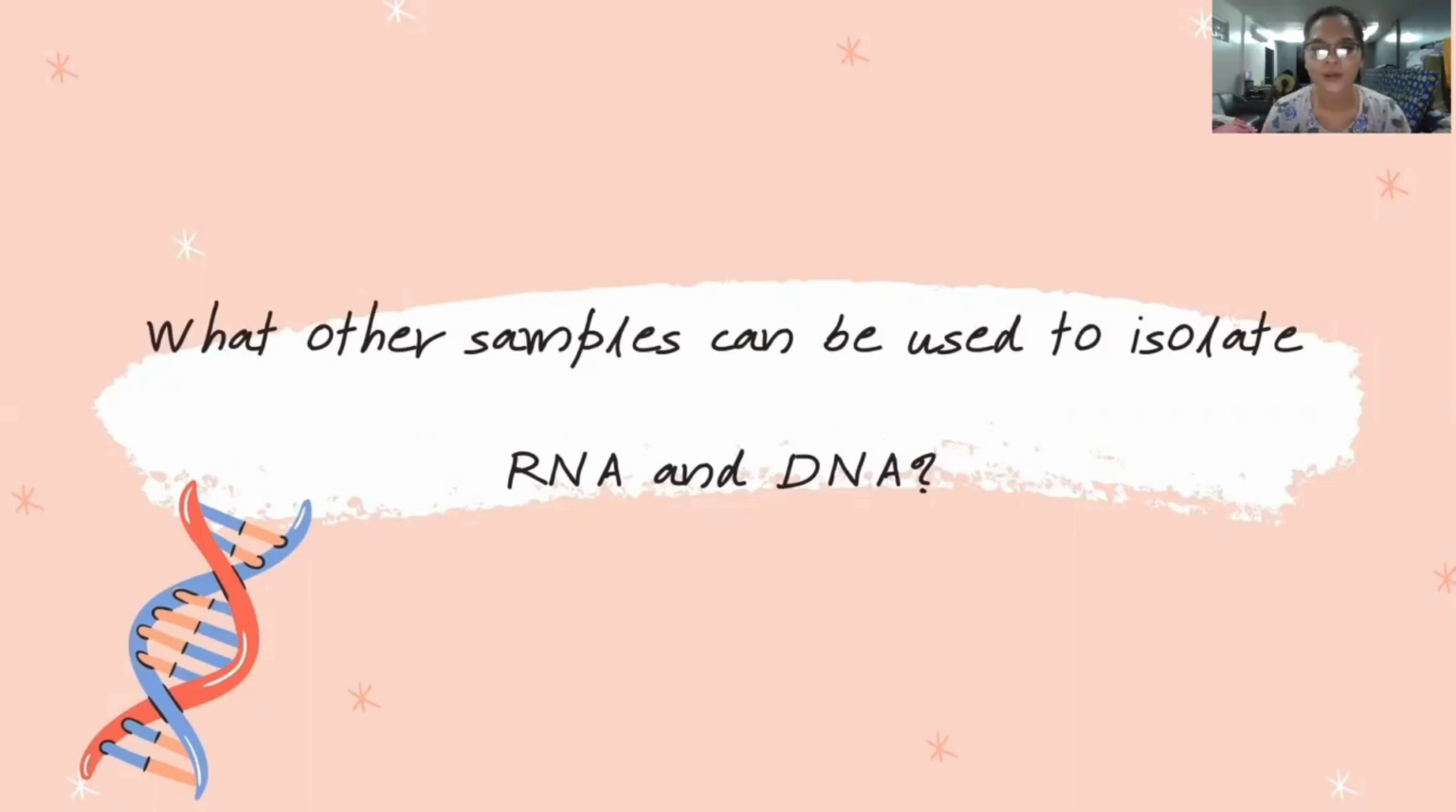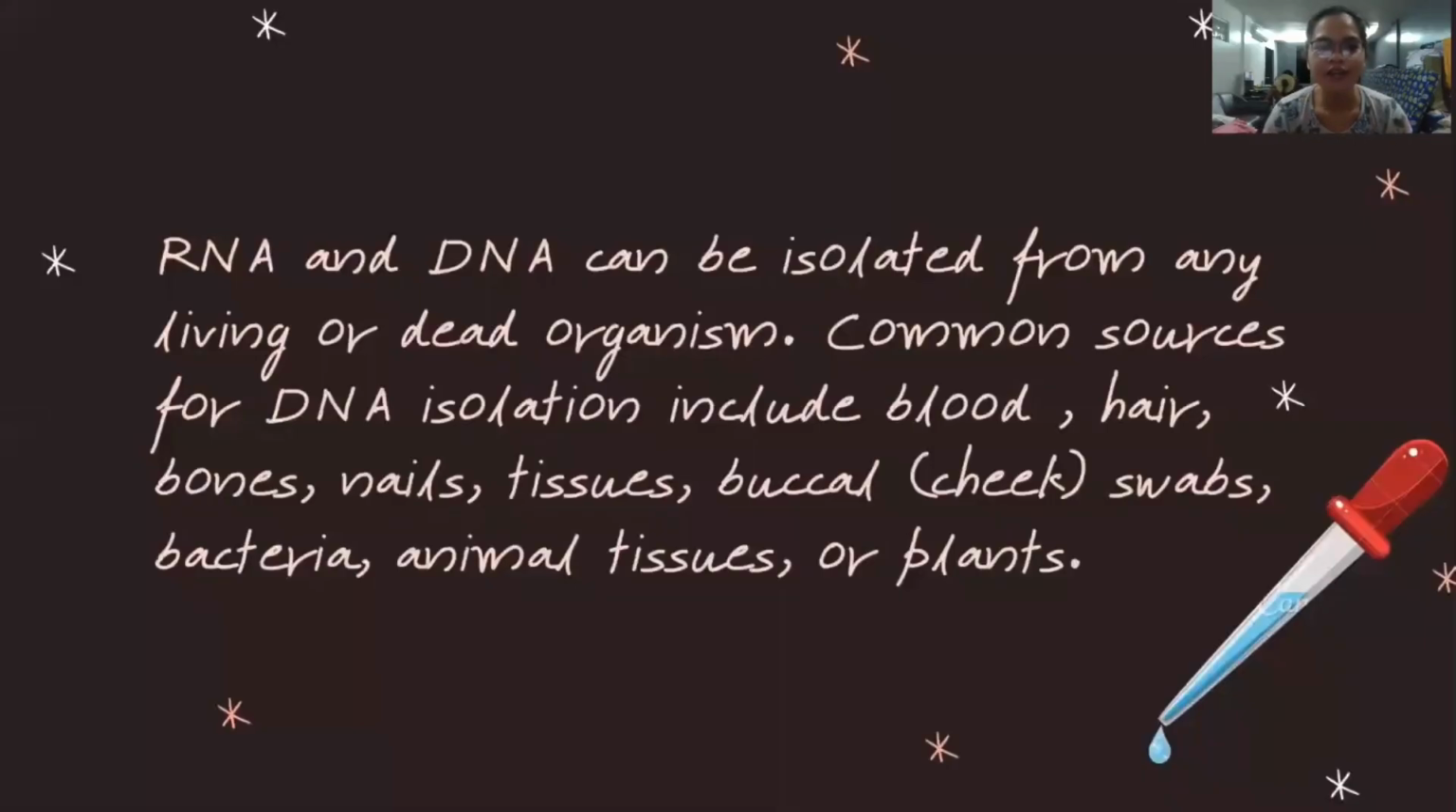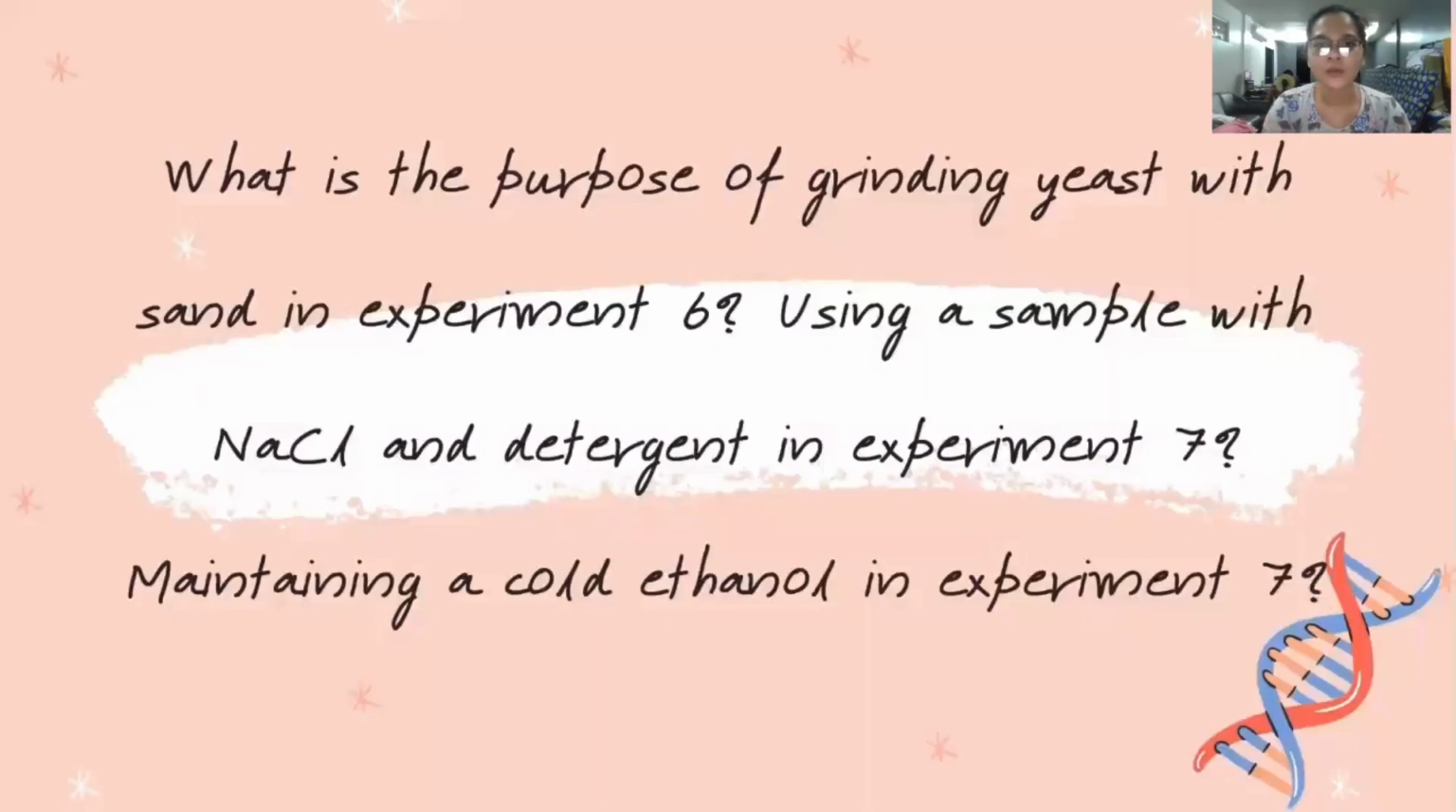So what other samples can be used to isolate RNA and DNA? RNA and DNA can be isolated from any living or dead organism. Common sources for DNA isolation include blood, hair, bones, nails, tissue, buccal or cheek swabs, bacteria, animal tissues, or plants. What is the purpose of grinding yeast with sand in experiment 6, using a sample with NaCl and detergent in experiment 7, and maintaining a cold ethanol in experiment 7?